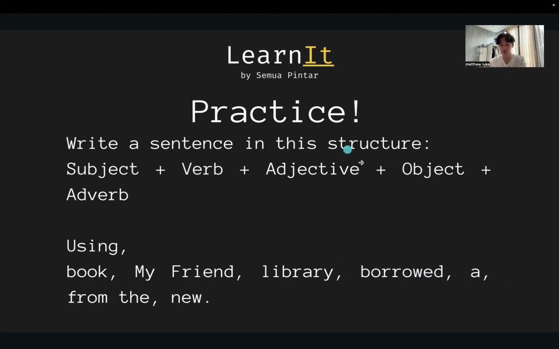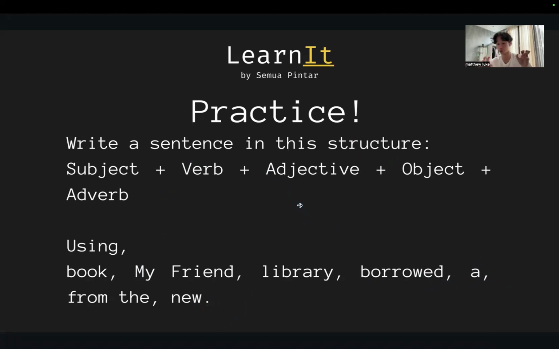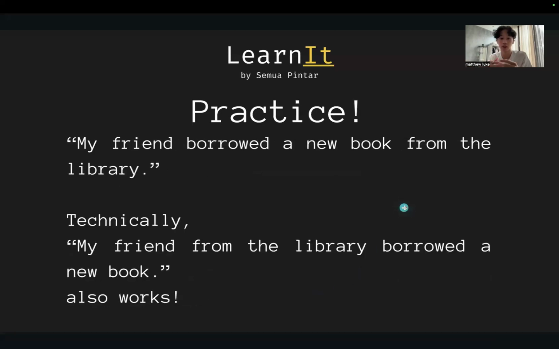Next, adjective. What is something that helps describe, right? Which is a new. These two words help describe something. And then let's look at an object, right? What is the object that is potentially being borrowed? It doesn't make sense to borrow a library, so let's borrow a book. And then finally, an adverb. What could describe the verb over here? Oh yeah, we see the words from the, and then obviously you can couple that with the library. So that becomes a sentence of, my friend borrowed a new book from the library.